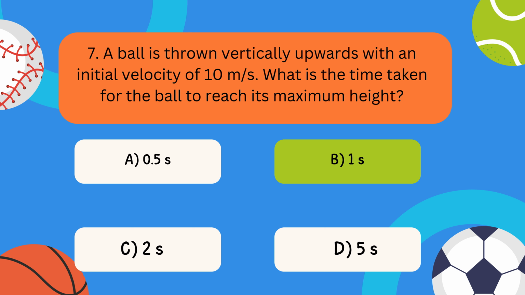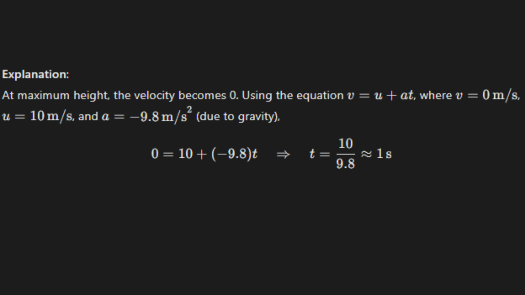Correct answer is 1 second. To find the time the ball has taken to reach the maximum height, we need to apply the formula of free fall, which is V is equal to U plus gt, where V is the final velocity. So the ball will have the final velocity at maximum height of 0 meter per second.